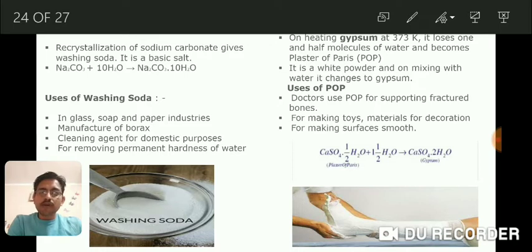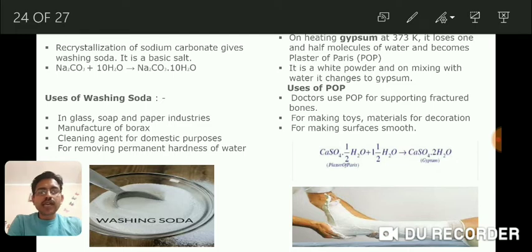action to this compound. As the name indicates, washing soda is used for washing utensils and clothes in laundries as well as for domestic purposes. It is also used for the preparation of glass, paper, soap. You can remember all three by GPS. G for glass, P for paper, and S for soap. It is also used for the manufacturing of borax and for removing the permanent hardness of water.